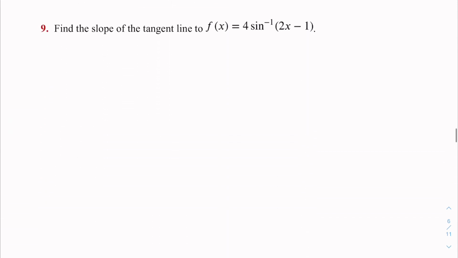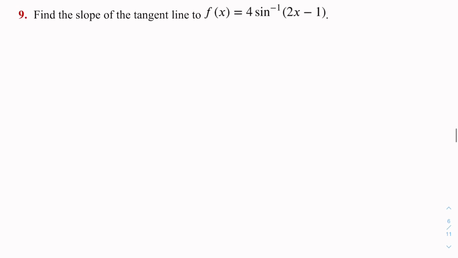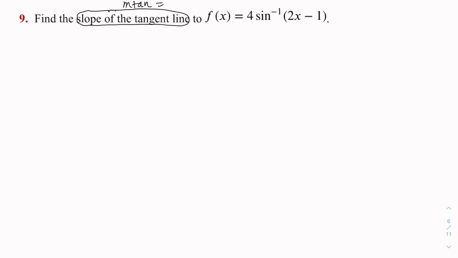Number 9. Find the slope of the tangent line to this expression. So slope of the tangent line is the long way of saying m tan. And m tan is just another way of saying the derivative. It's the slope of the tangent line. So in this case, we're dealing with a trig inverse function. So let's remember, what's the derivative of sine inverse of monkey? Look back at your notes if you need.